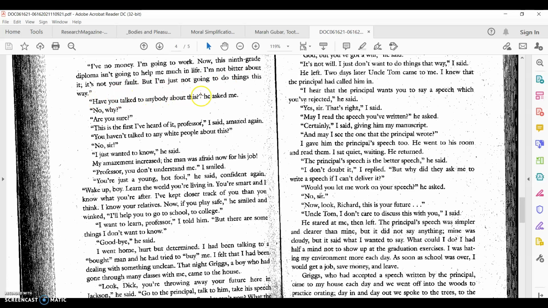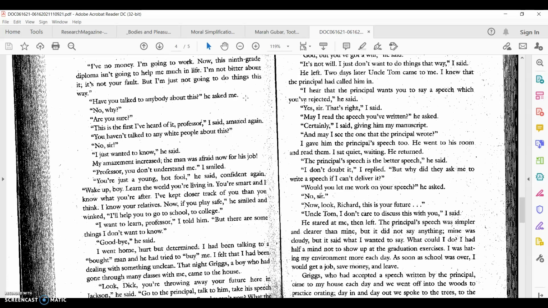Have you talked to anybody about this? He asked me. No. Why? Are you sure? This is the first I've heard of it, Professor, I said, amazed again. You haven't talked to any white people about this? No, sir. I just wanted to know, he said. My amazement increased. The man was afraid now for his job.